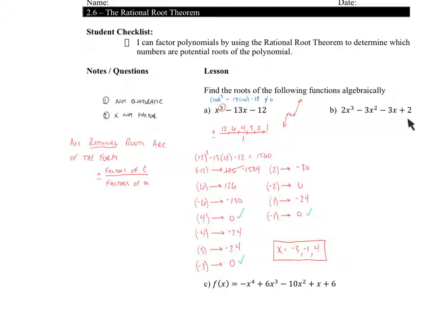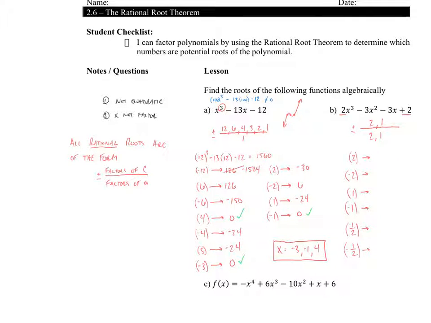So again, in B, we run into the same problem, right? And it's not a quadratic. X is not a factor of each of our terms, so we're going to have to use our rational root theorem to narrow the field of possible roots. So that's going to be plus or minus our factors of C, which are 2 and 1, all over our factors of A, which are also 2 and 1. So these are our possible roots.